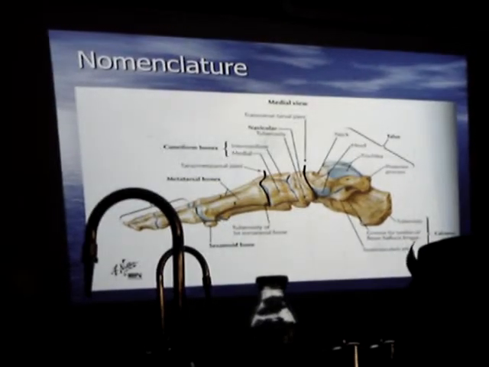Okay, and you see the articular cartilage right here, and all of these are diarthrotic joints, so they all have articular cartilage and bursa and all that stuff. So your heel bone, the calcaneus.